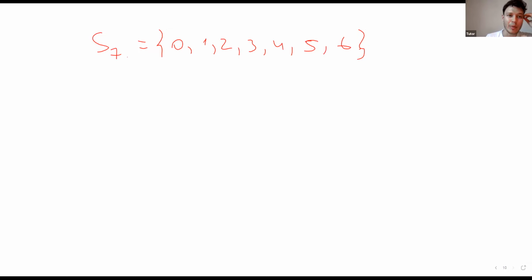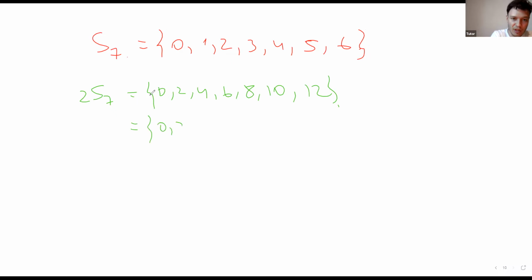Now what is going to happen if I take this set and double it? For example, the set 2 S7: I take all the remainders and double them. I get 0, 2, 4, 6, 8, 10, 12. What do you see about these numbers? This set contains 0, 2, 4, 6. But what is 8 mod 7? Remainder 8 is the same as remainder 1. Remainder 10 is the same as remainder 3. And remainder 12 mod 7 is the same as remainder 5.